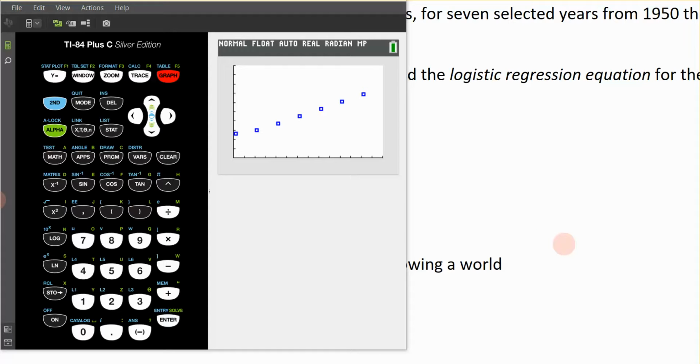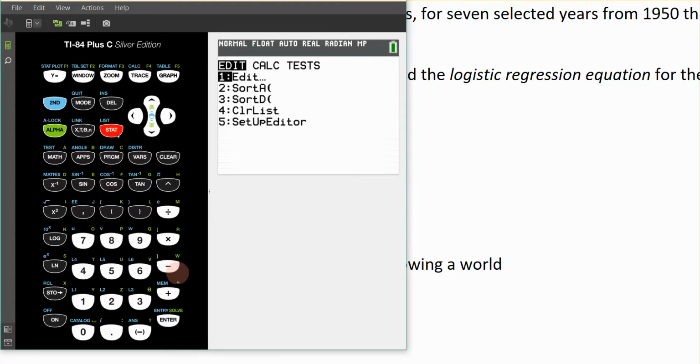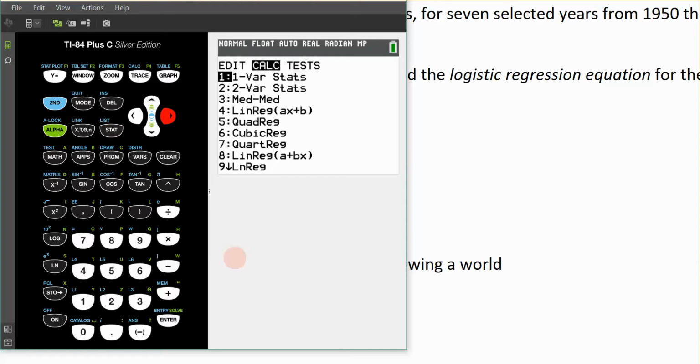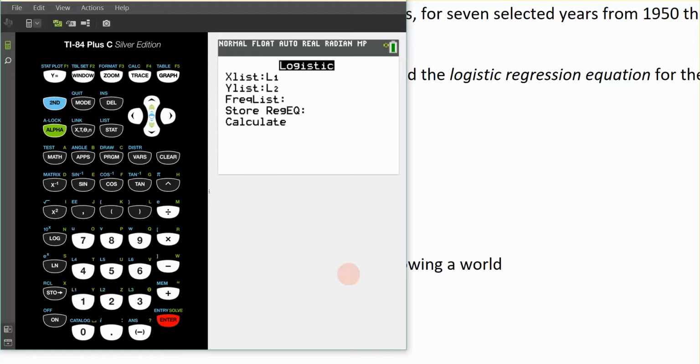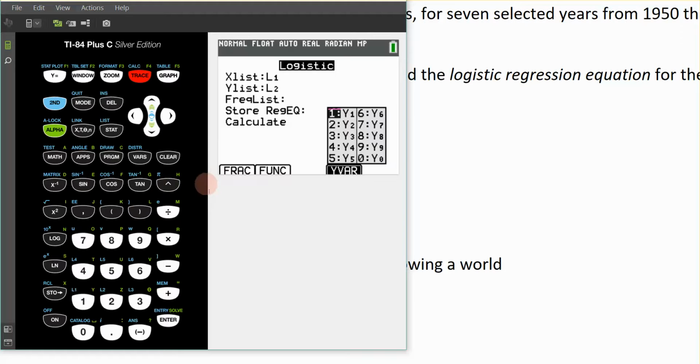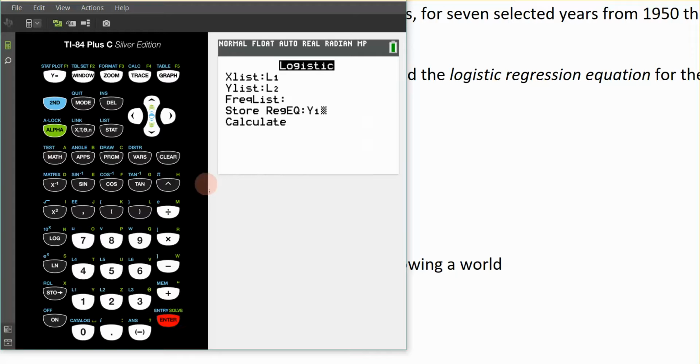Remember that when we're going to do a regression, we go to Stat, we arrow over to Calc, and I can tell you that my logistic regression equation is down towards the bottom of the list. So I'm going to just arrow up, and there it is. It's option number B. So that's the one that I'm going to choose, and I hit enter. That's logistic. So I want to store the regression equation on my y1. I can do that by hitting alpha F4 and choosing y1. And now I want it to calculate it.